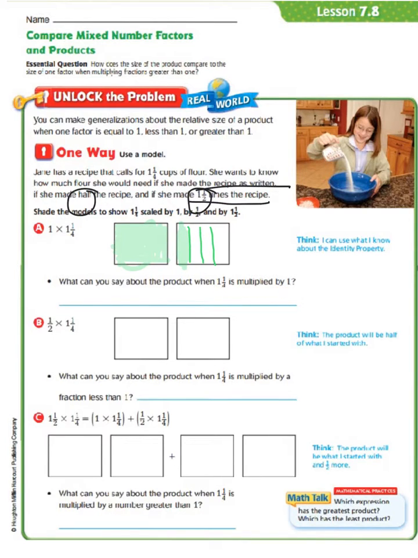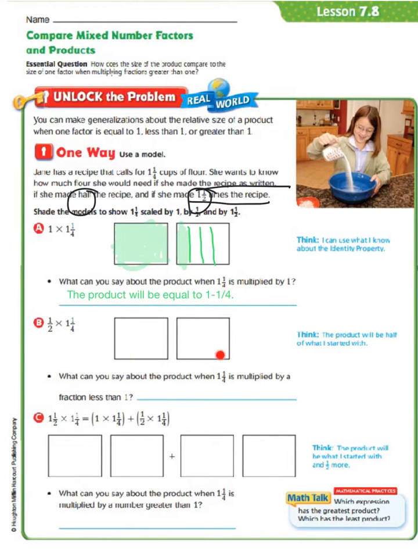So now the question says, what can you say about the product when 1 1/4 is multiplied by 1? Well, this answer should have been pretty easy for you because the identity property of multiplication says that any number multiplied by 1 is that number. So the product will be equal to 1 1/4. So now let's take a look at the next one, 1/2 times 1 1/4.